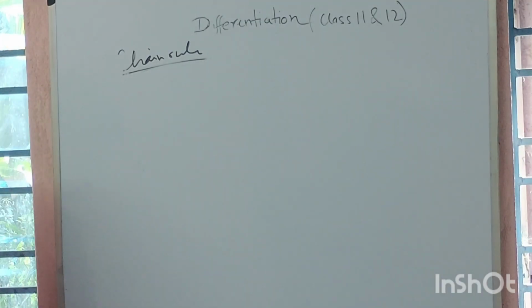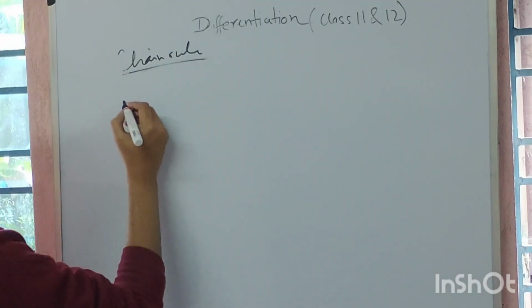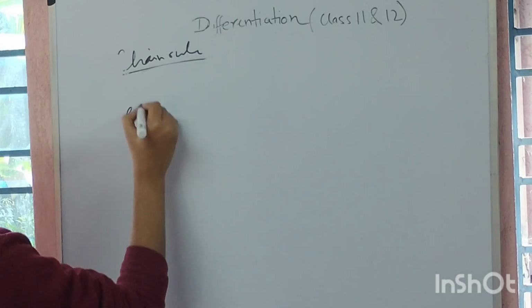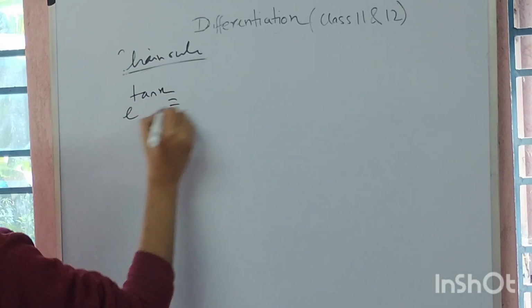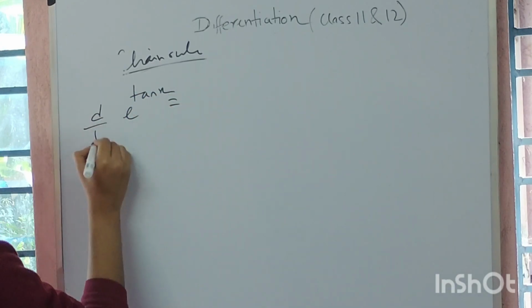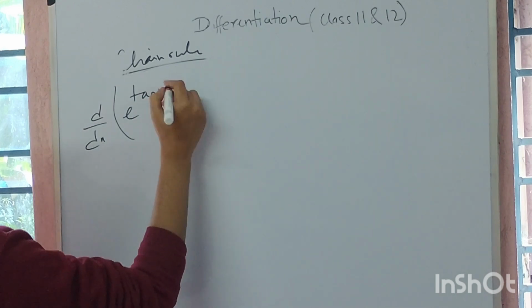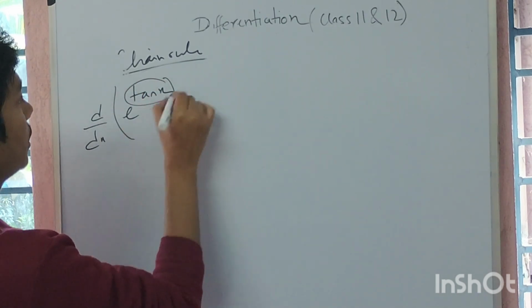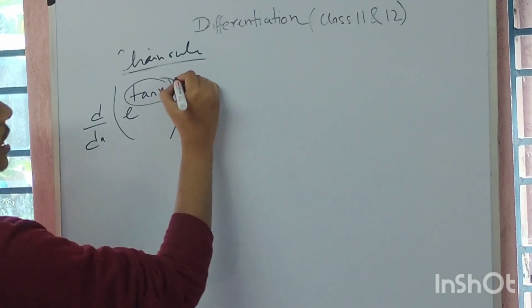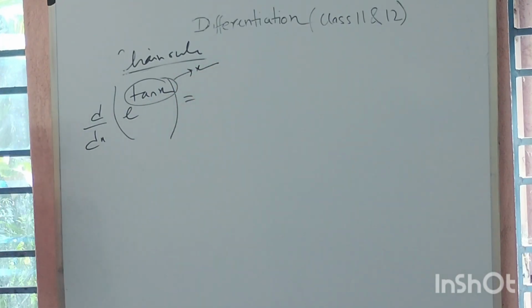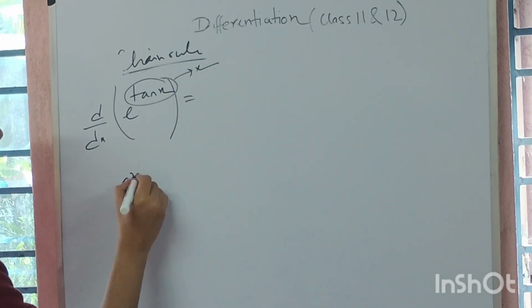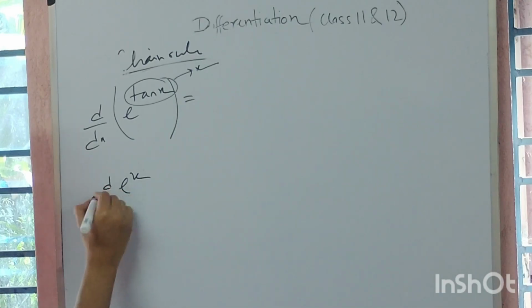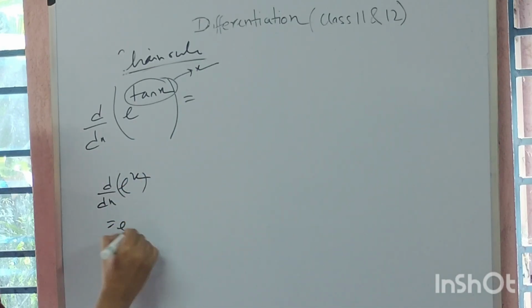I am taking e to the power 10x. This is your function. Find d by dx of e to the power 10x. What will you do? Take this function again. Take this thing as x. So now basically it is in the form e to the power x. What is its derivative? Its derivative is e to the power x.